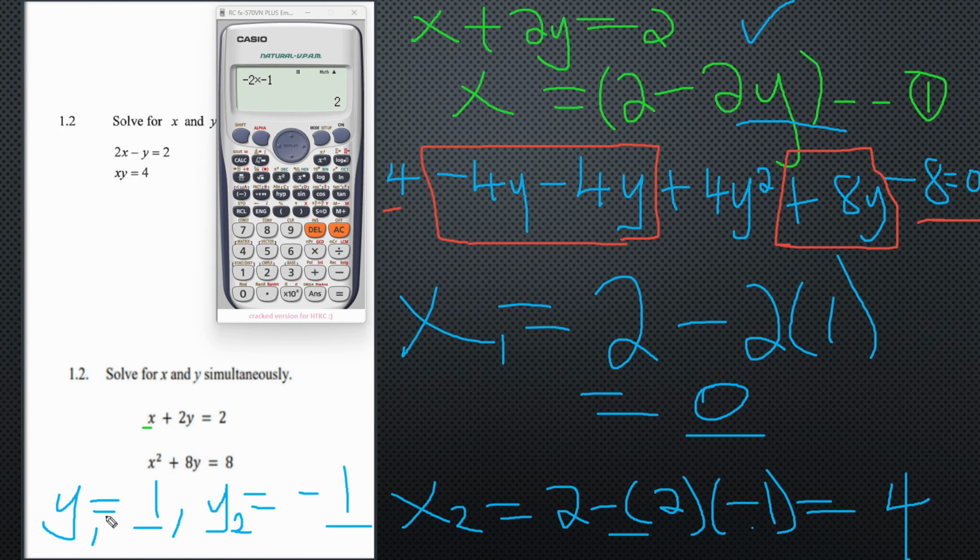Okay, so it means that y1 is 1, and then y2 is -1, and then x1 is 0, then x2 is 4. So that's it from my side. I hope that you do understand the video. This time around I decided to substitute x into equation 2. I can actually do it vice versa. Maybe I will do that in our next video. Thank you.